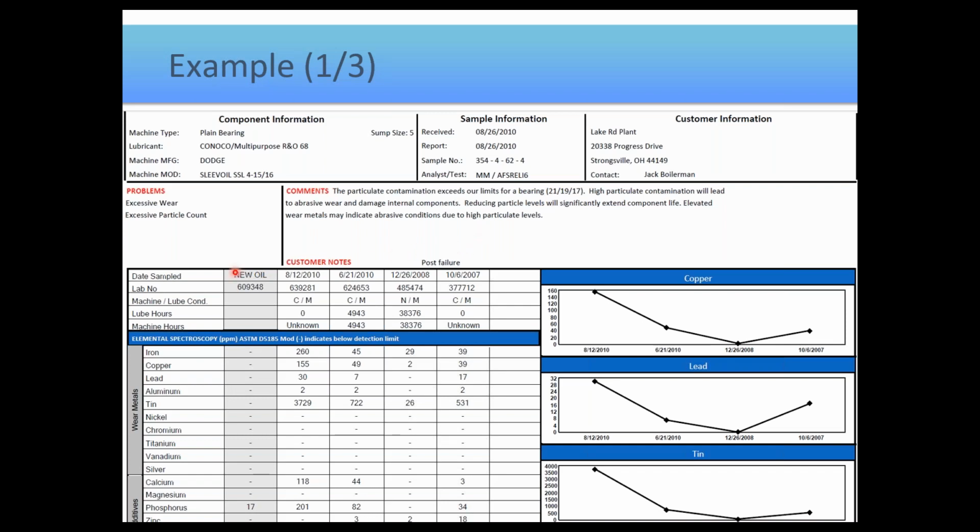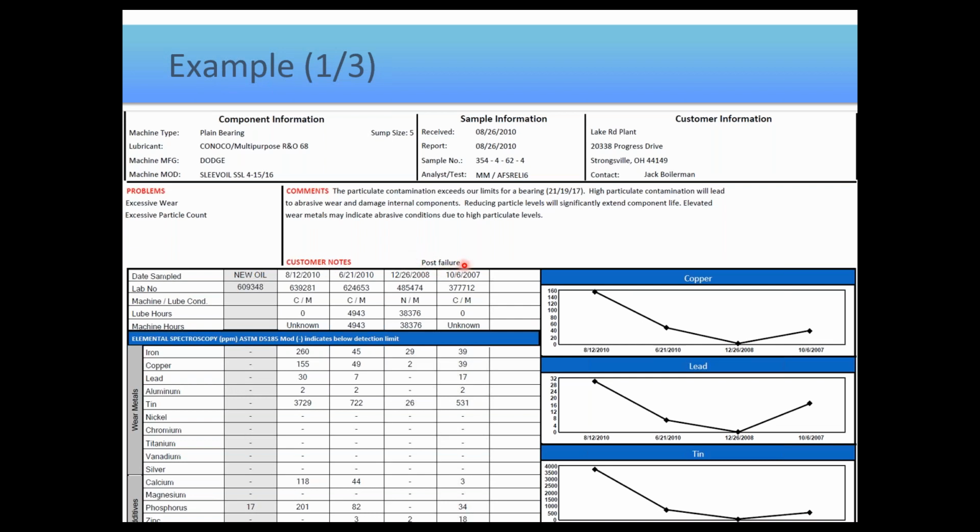Now let's get ourselves down into this section here. So date sampled, if we start with the very first sample on this report, it is from October 2007. Then about 14 months later, we have another sample. Then about 18 months later, we have another sample. So not the most consistent sampling interval so far, but you notice this last sample is only weeks from the previous one. And the reason behind that is right up here in customer notes.